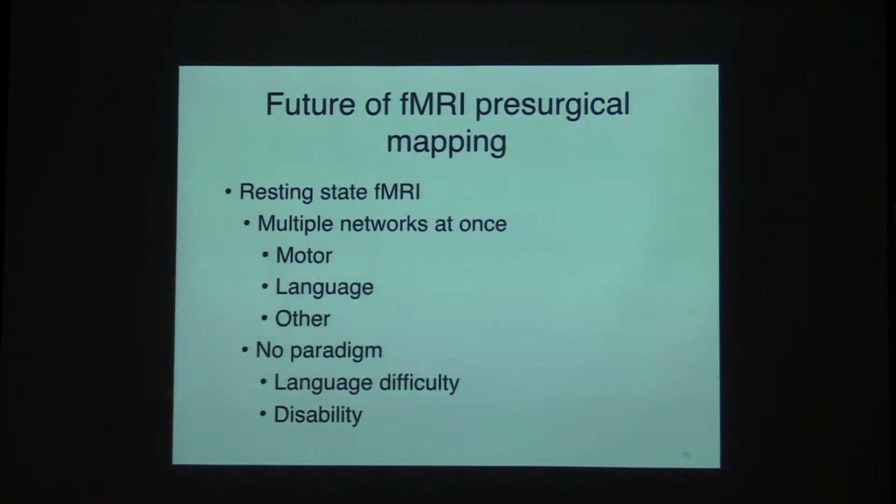It's because there turns out to be a natural fluctuation in blood flow to the brain, so that even when you're not doing anything, different areas of the brain that are related to each other tend to have this slow fluctuation together. So all your motor cortex tends to have this slow fluctuating up and down BOLD effect. And we can separate out these networks.